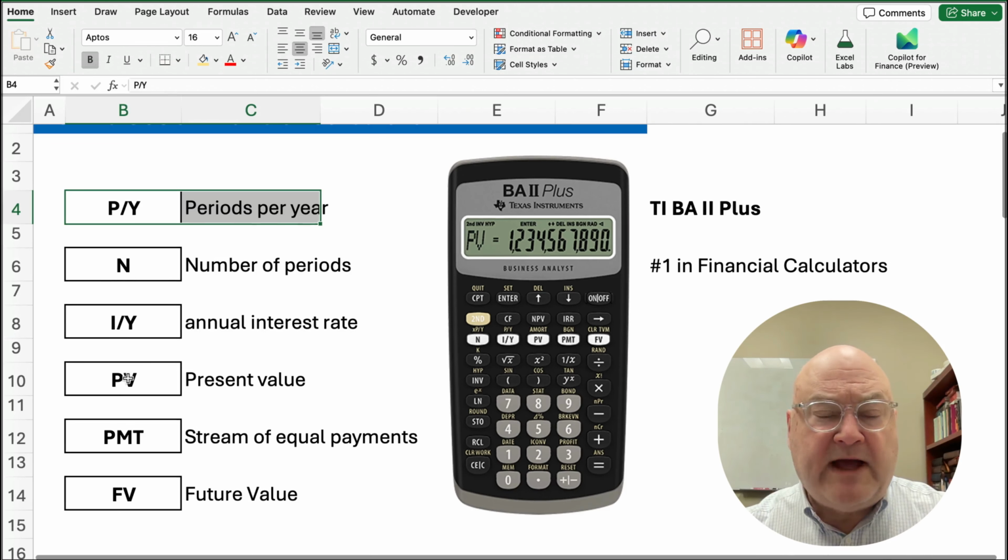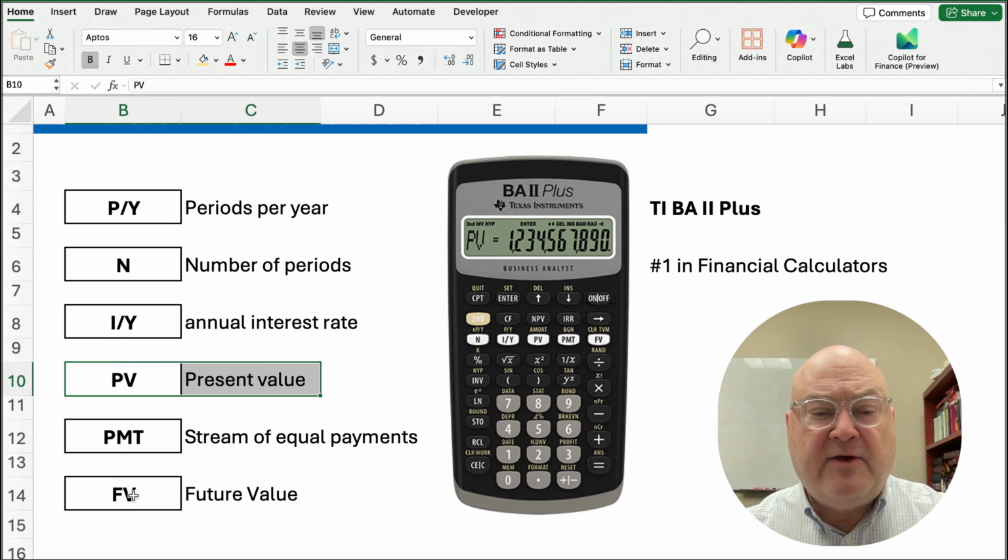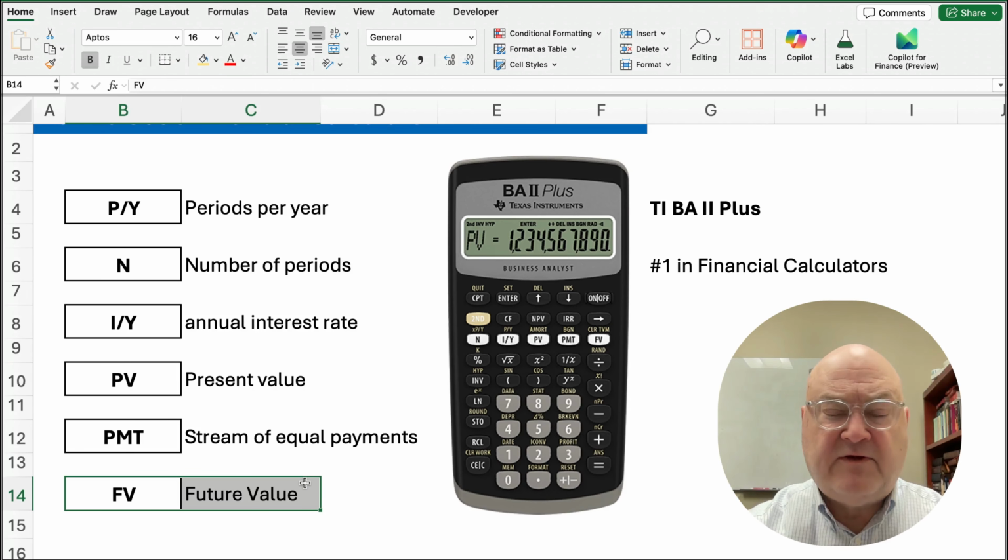Now, one thing I want to remind you of, you may not know this, but present value and future value are always going to be different signs. We have to have a way to handle money coming in, money going out. So inflows and outflows. So if we put in present value as positive, then future value comes out to be negative.